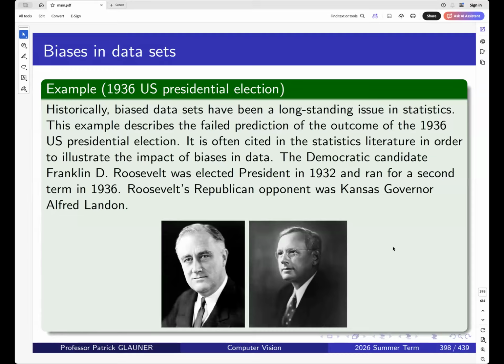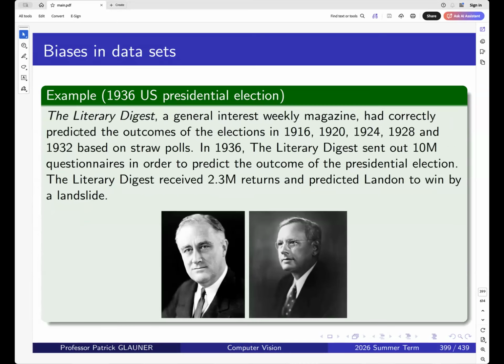So that was the election, and people were curious who would win. There were predictions in the newspaper. There was a very famous newspaper at that time in the US, the Literary Digest. It was a general interest weekly magazine, and they had correctly predicted the outcomes of the elections in 1916, 20, 24, 28, and 32 based on straw polls. So in 36, they wanted to predict again.